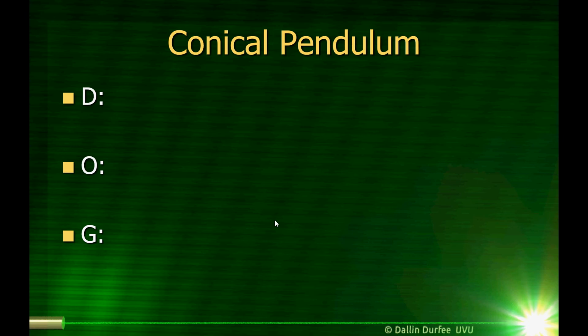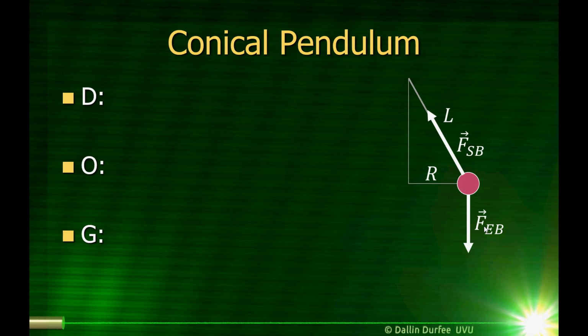So first, we're going to start off with a diagram. So here is my ball on a string. Its string has a length L, and the ball is making a horizontal motion. It's spinning. It's going in a circle horizontally with a radius r. Now, what are the forces acting on the ball? Well, the string is pulling on it with tension. We'll call it force of the string on the ball. And then gravity is pulling it downward, force of the Earth on the ball.